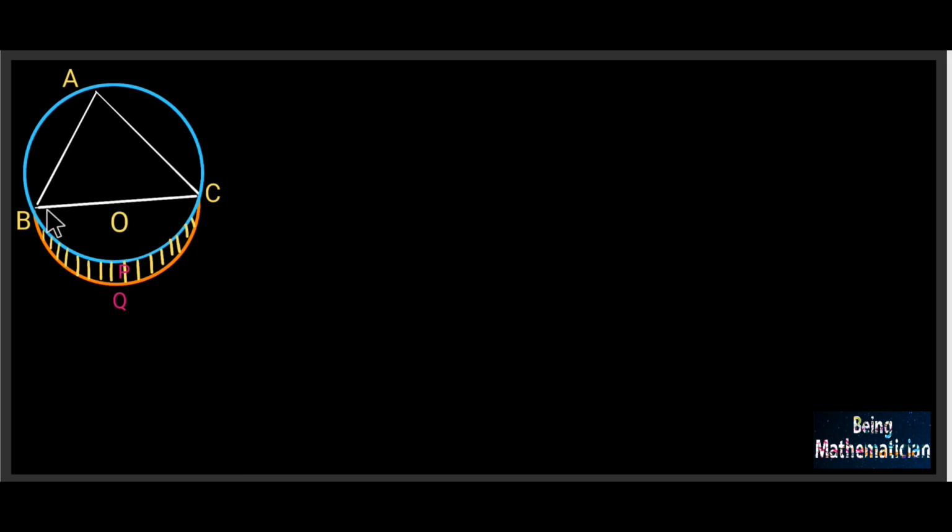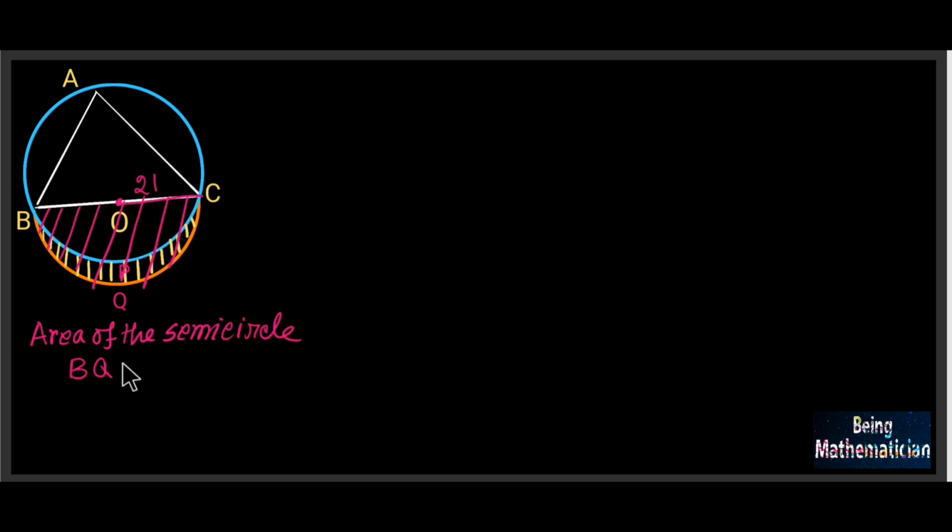Now let's calculate the area of this semicircle, whose radius is 21, since 42/2 is 21. So let's calculate the area of this semicircle. So area of the semicircle BQC is equal to 1/2 into 22/7 into 21 into 21. Now 7 3s are 21 and 2 11s are 22, so it must be 693 centimeter square.